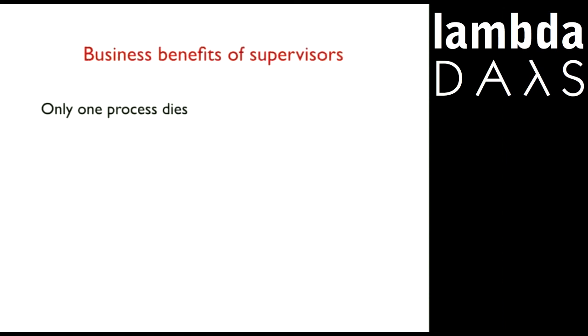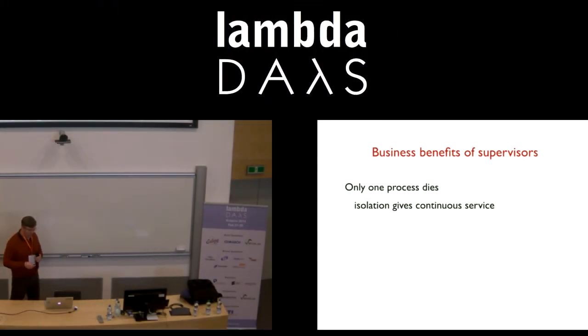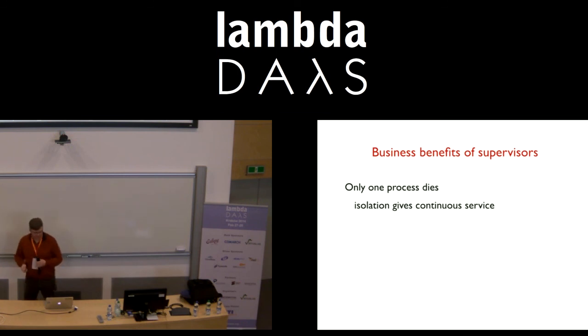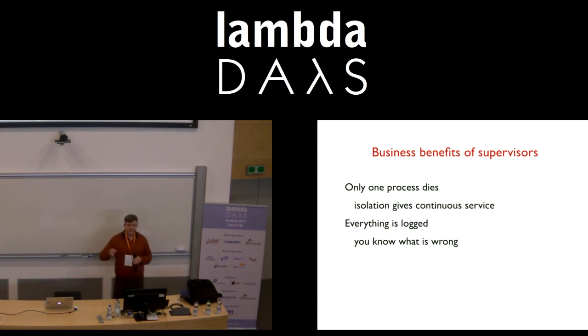So the business benefit of supervisors is that only one process dies, that's the isolation thing here. And supervisors or patterns, it's the same thing here. So this isolation gives you continuous service. It'll only be a part of your system that goes down if something goes wrong. Everything is logged when you do it right, like OTP, meaning you know what is wrong. So that means when you've been called at some weird time of the night, you get an error log and you can actually figure out what's going on.